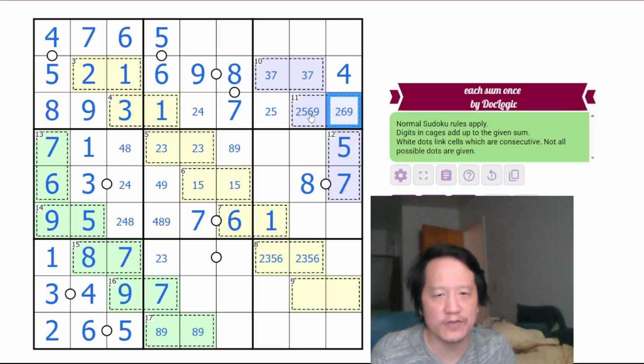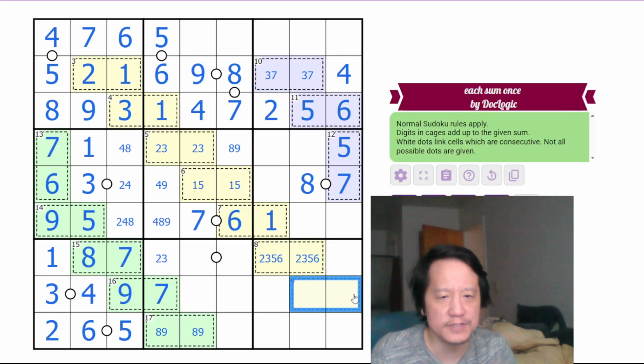5 eliminates 5 here, so this can't be 5, which means this can't be 6. We have a 9 here, so this must be a 5, 6 pair here to add up to 11. That eliminates 5 here, so it's 2, which eliminates 2 there, so it's 4. This adds up to 9.